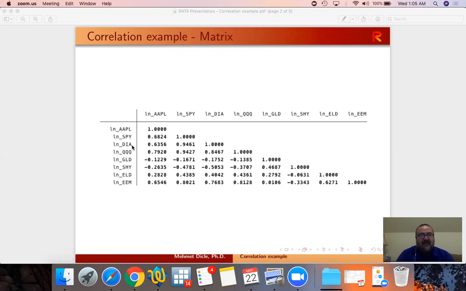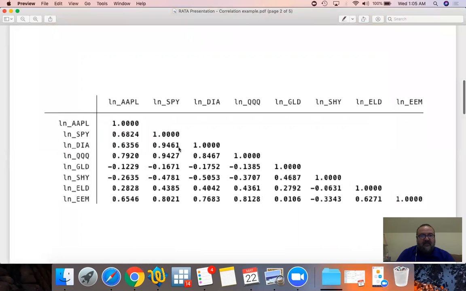So, for instance, if you look at the Dow Jones 30 and S&P 500, the 0.9461 is the correlation between Dow Jones Industrial Average and S&P 500. That means there's a positive 94% correlation relationship between Dow Jones 30 and S&P 500, meaning roughly speaking, 94% of the time their movements are similar. So Dow Jones and S&P 500 will move very much the same. In a similar context, you see QQQ, which is the NASDAQ 100, and S&P 500 move almost, again, with 94%.